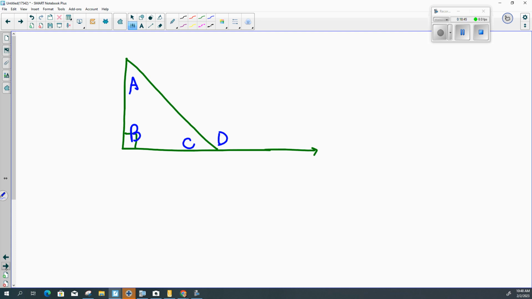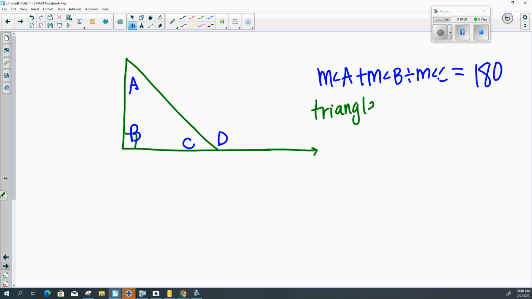Adelaide, do you know what I'll get if I add the measure of angle A plus the measure of angle B plus the measure of angle C? Do you know what that has to equal? Yes. It's called the triangle angle sum theorem. So if I say how do you know or why, that's what you'd have to tell me. So let's write it down. The triangle angle sum theorem.